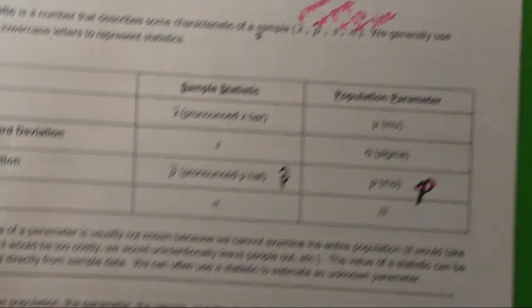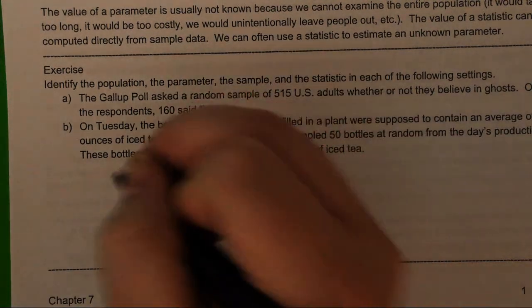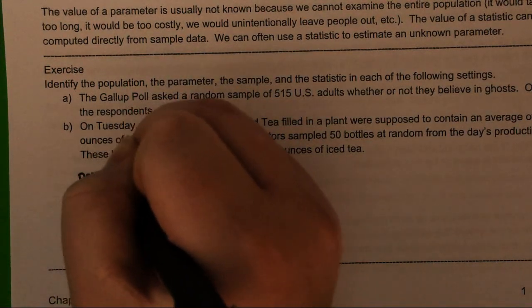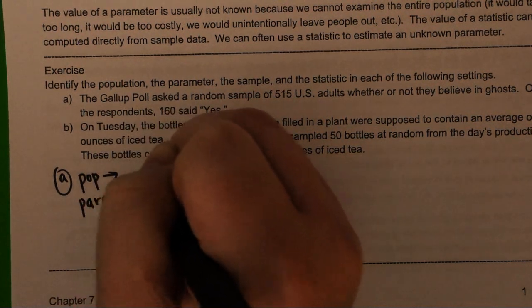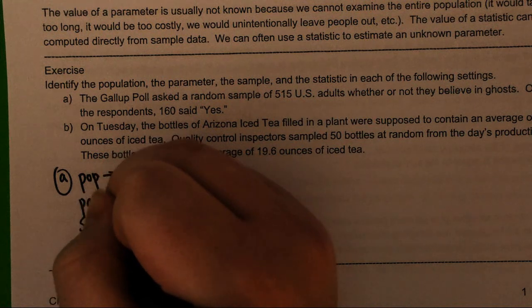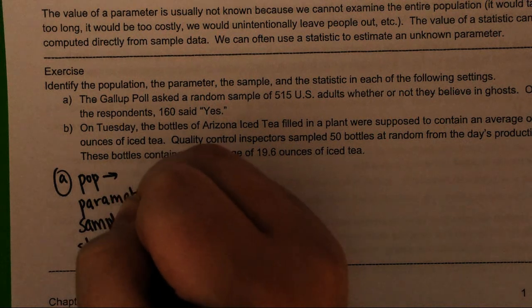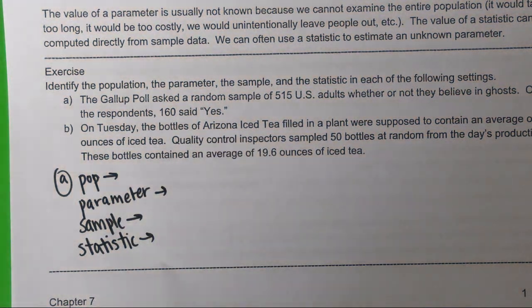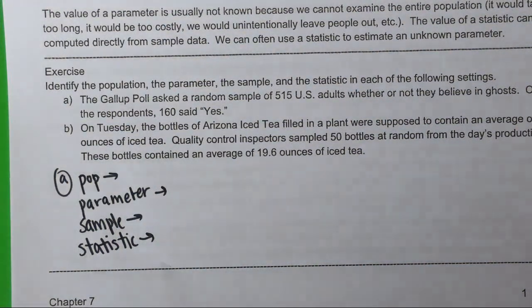I appreciate that. Okay. We have 2 things we need to identify: the population and the parameter. For A, the parameter. We also need to identify the sample and the statistic. Okay, Alex, you're a good reader. Read A. The Gallup poll asked a random sample of 550 U.S. adults whether or not they believe in ghosts. Of the respondents, 160 said yes.